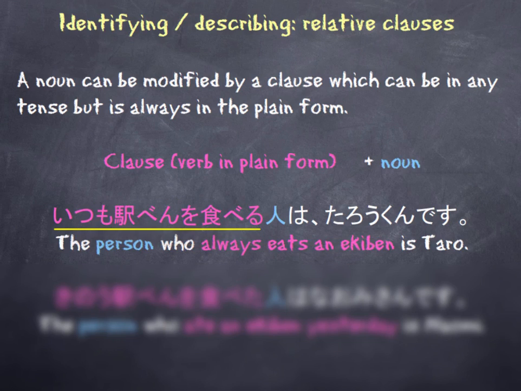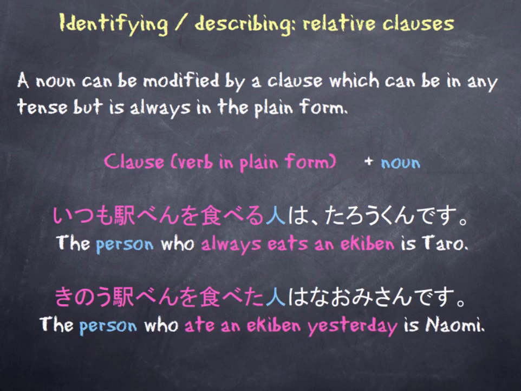In this case, Taro is the person who always eats an ekiben. So the clause that we've injected is "always eats an ekiben," いつも駅弁を食べる. And our noun in this case is the word person, which is hito, and it comes directly after the clause.